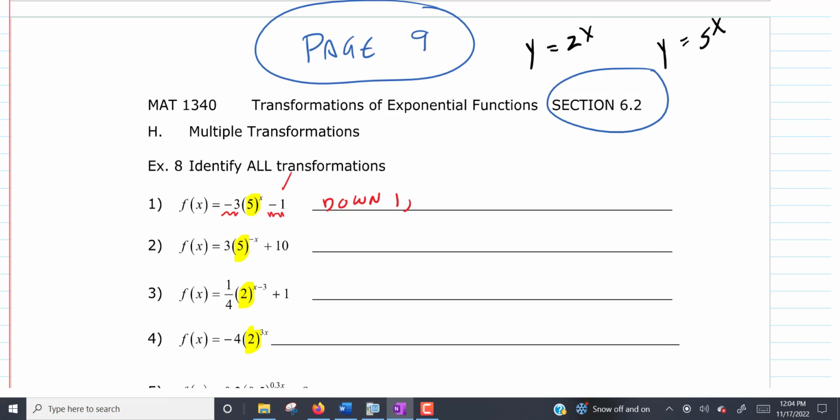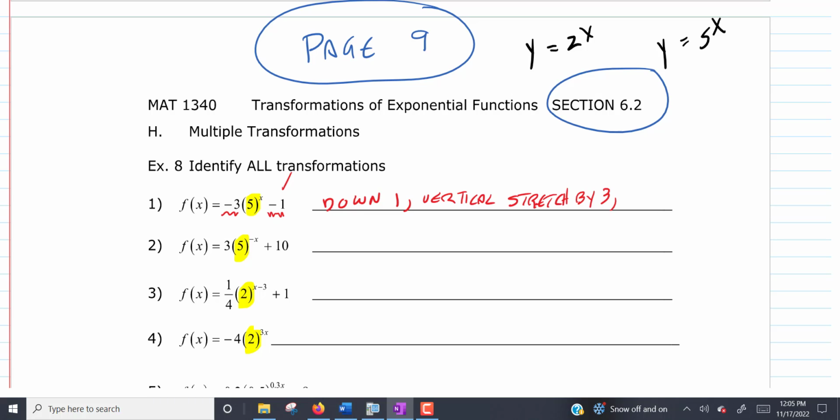All right. Now that 3, you're multiplying something by 3. So if you multiply y by 3, y gets bigger, right? Okay, so does that stretch or shrink? It's bigger, stretch. So we would say a vertical stretch, okay, by 3.